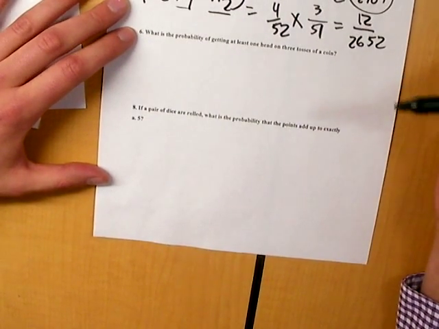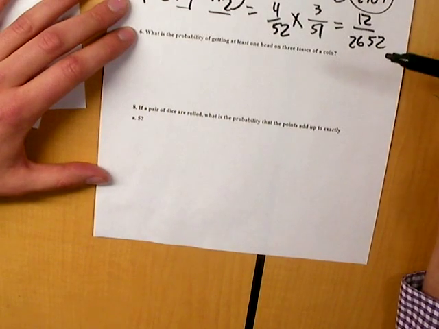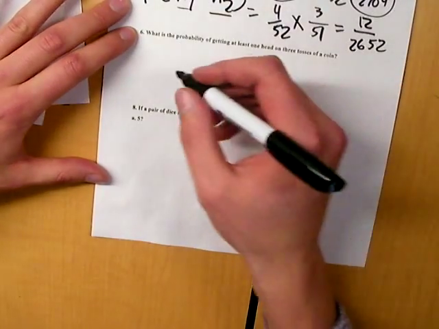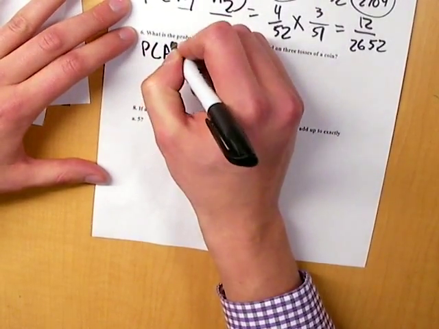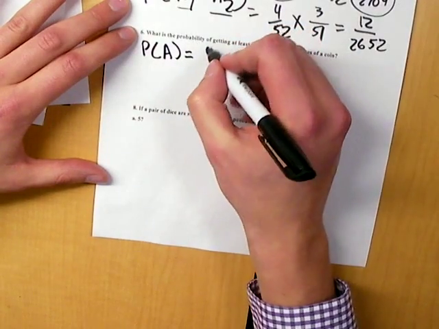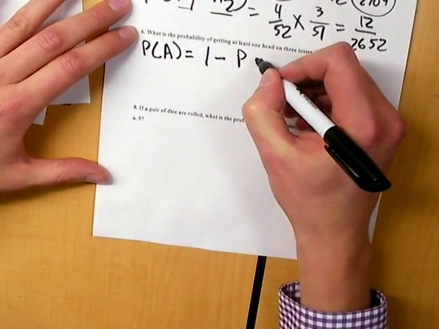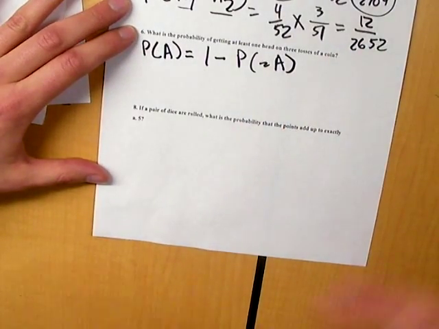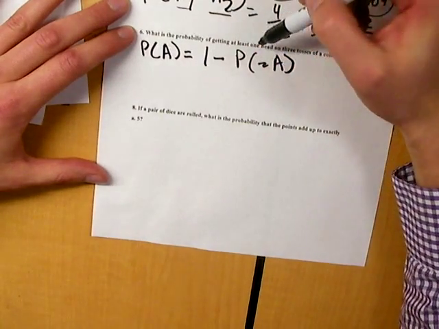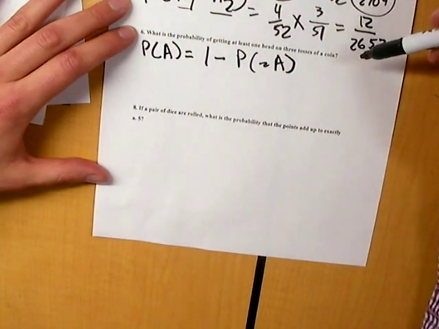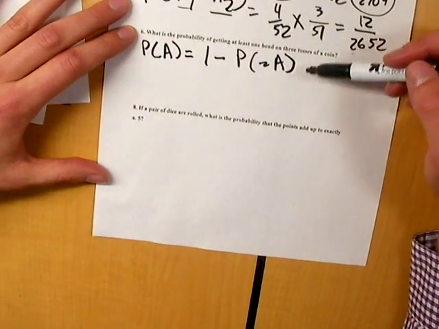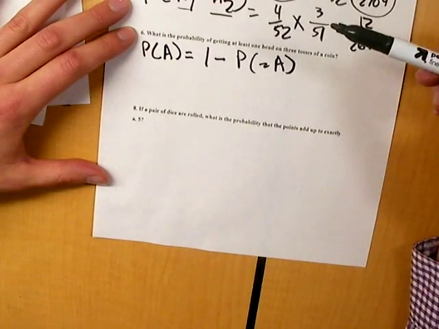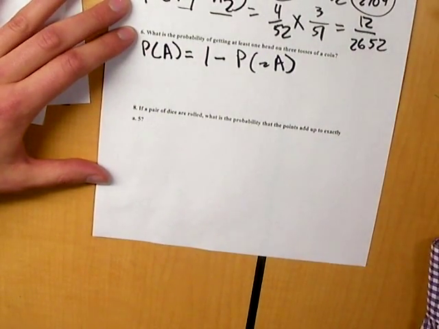If we use negation rule, then we first want to figure out the probability of this not occurring. The equation for negation rule: the probability of some event A is equal to 1 minus the probability of not A. And we're going to start there. What's the probability of this not occurring? What's the probability of not getting any heads on 3 tosses of a coin? So let's figure that out.